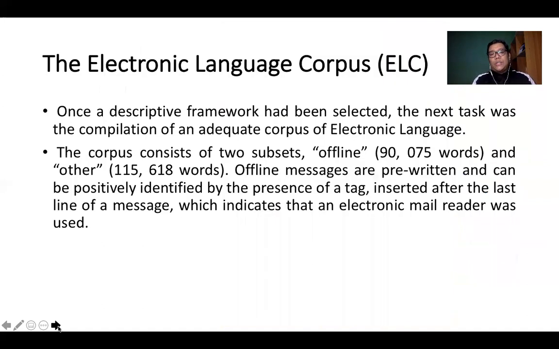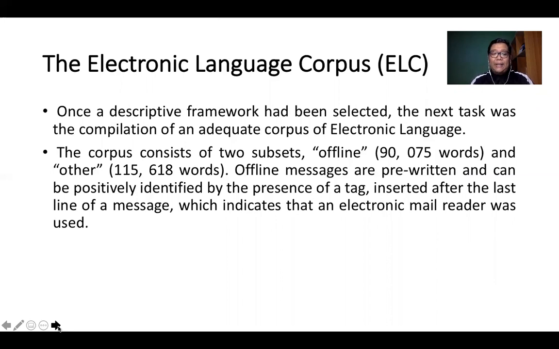Electronic language corpus is also another concept that we need to understand. Once a descriptive framework had been selected, so for example, if you choose Biber's MDMF, the next task was the compilation of an adequate corpus of electronic language. So here, the researchers chose the corpus, the ELC. The corpus consists of two subsets. One is offline, consisting of 90,075 words, and the other is composed of 115,618 words.